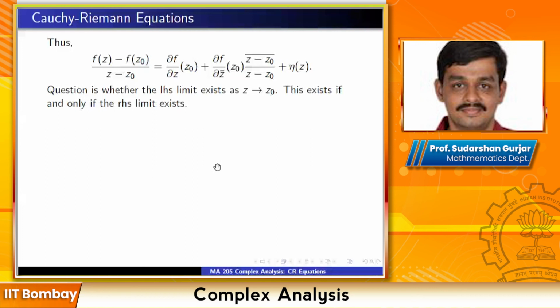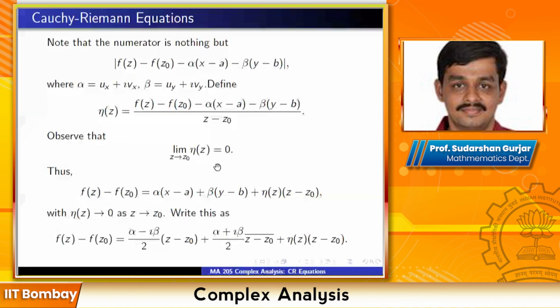So write this way: f z minus f z naught upon z minus z naught is del f by del z at z naught, plus del f by del z bar at z naught times z minus z naught bar upon z minus z naught, plus eta z. This is what you get when you fill in the values of alpha and beta.